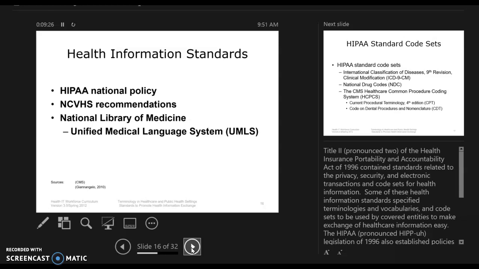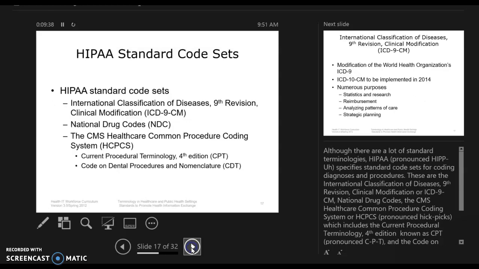The Health Insurance Portability and Accountability Act, HIPAA, contains standards related to privacy, security, and electronic transactions, and code sets for health information. And there are some examples here. One example I'll point out is the National Drug Codes, NDC. If you really start getting into all the different medications, some EHRs actually rely on different types of drug code systems like RxNorm or Multum. This can become pretty complicated when you have to map one set of codes or classifications to another.